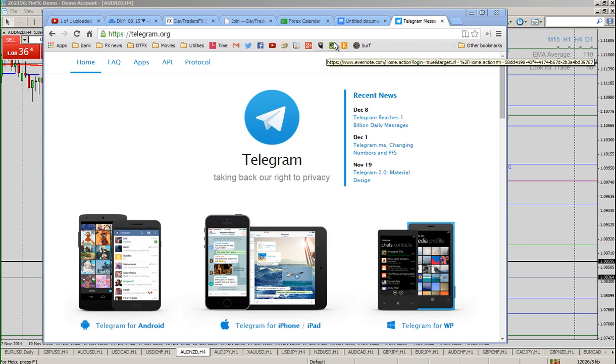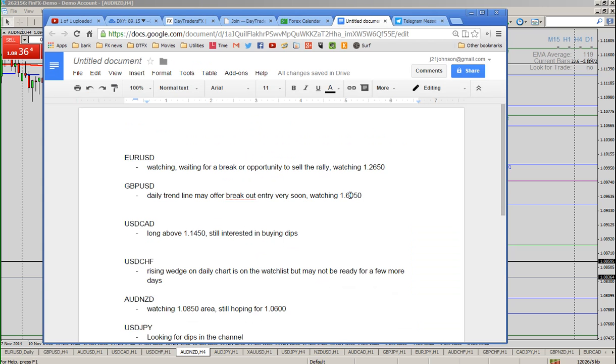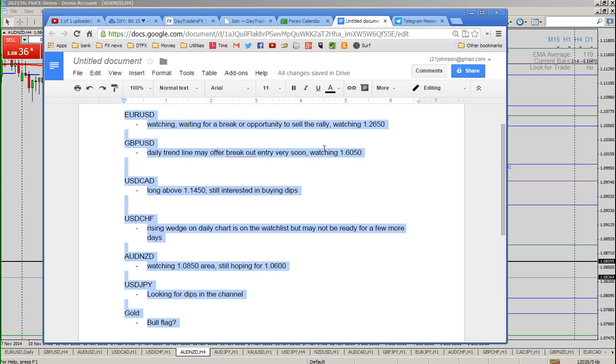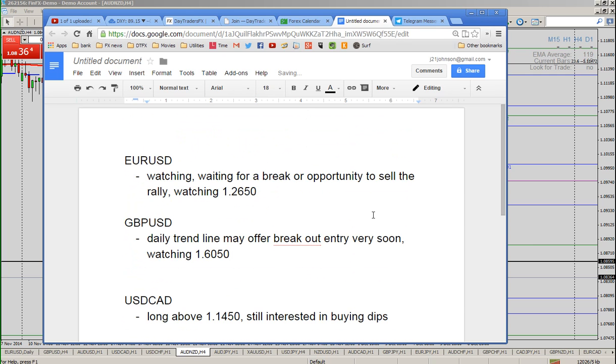The next thing we want to look at, here's some of the pairs that I'm watching for the moment. This isn't all of them, but here's some things that I'm looking at right now that I think are going to be fairly interesting and should give us some good opportunities here.